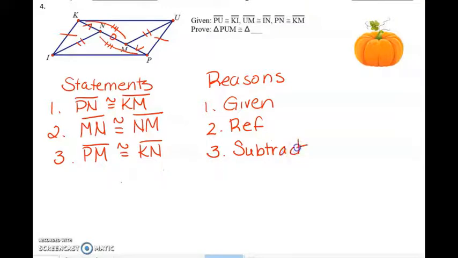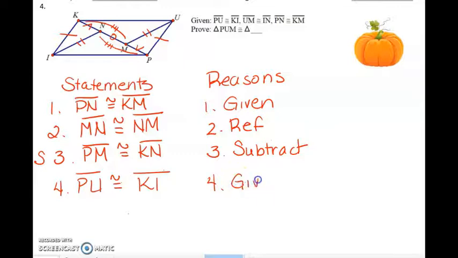And now that we've finished chapter 2, you don't have to tell me if you're subtracting the same or congruent angle or segment implies congruent segments anymore. You can just tell me subtraction. And that is a side of the triangle that I need. So now, leaving just a little space, I'm going to state PU is congruent to KI.